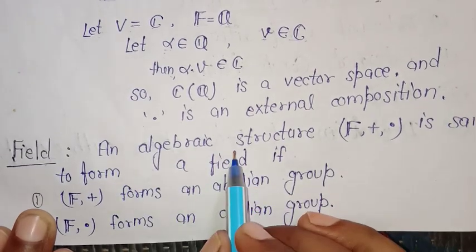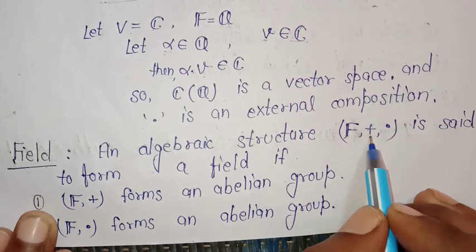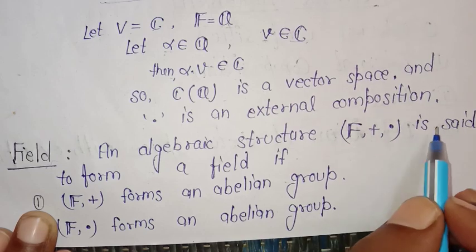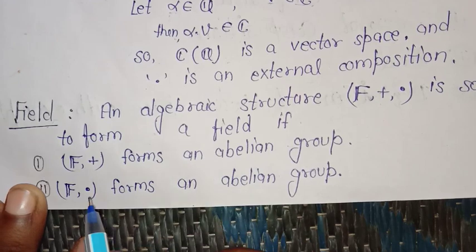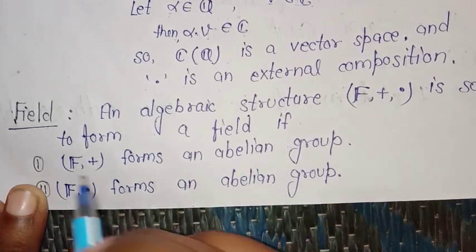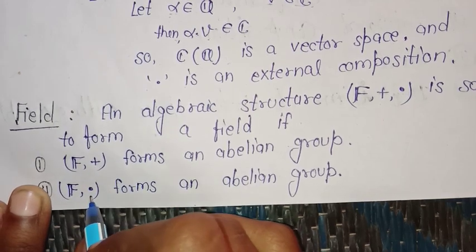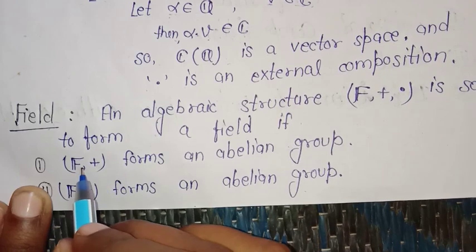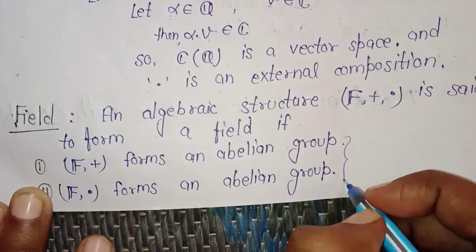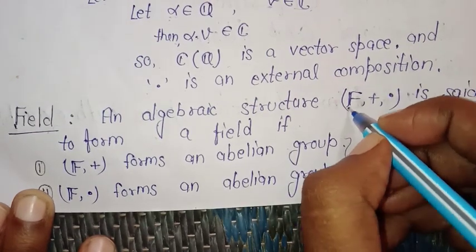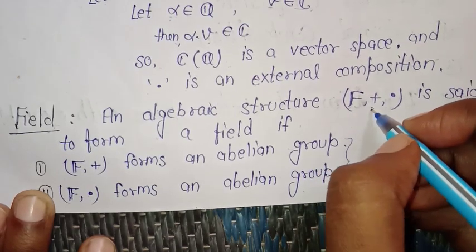So an algebraic structure, that is a non-empty set F together with two binary operations plus and dot, is said to form a field if F plus forms an abelian group and F dot forms an abelian group. With respect to the first composition, it will form an abelian group, and with respect to the second composition, it will again form an abelian group. If these two conditions hold for the algebraic structure F plus dot, then this algebraic structure is said to form a field.